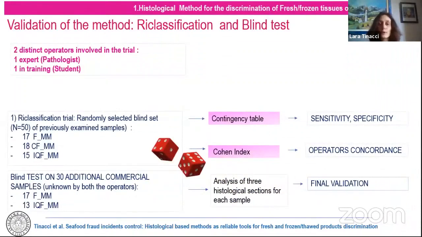The 2 distinct operators involved in the trial were represented by 1 expert, a pathologist, and 1 in training that was a student. And the 2 tests conducted were aimed at establishing the sensitivity, specificity, and operators' concordance, and to proceed with a final validation conducted by a blind test on 30 additional commercial samples that hadn't been analyzed before by the 2 operators.